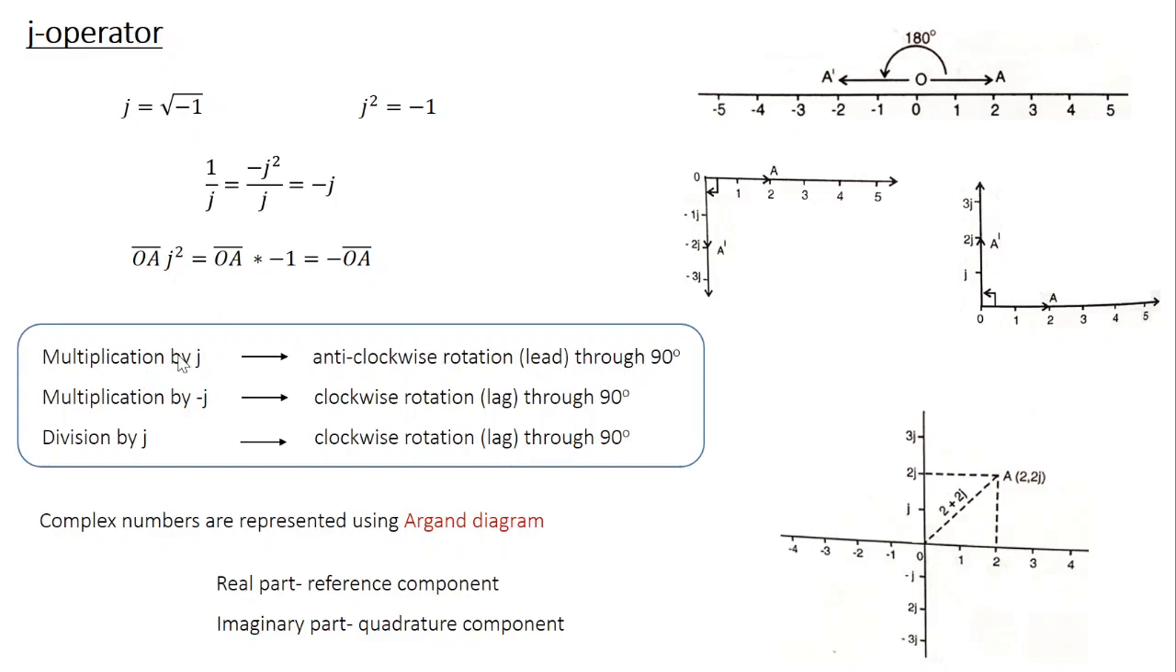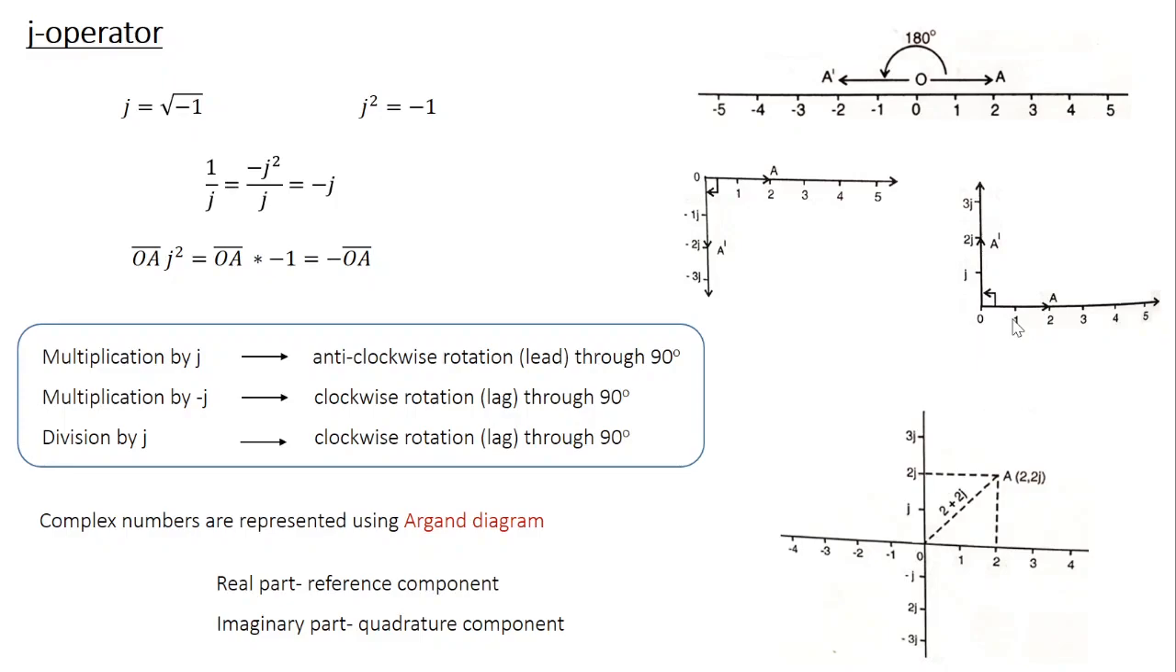So from this definition, now I can easily extrapolate and say multiplication by -J would correspond to clockwise rotation through 90 degree. And clockwise rotation also corresponds to an angle of lag. From this equation, we know that multiplication with -J is same as division by +J, right? So this same statement I can rewrite and say division by +J corresponds to clockwise rotation through 90 degree. Right. So let's illustrate this with some examples here.